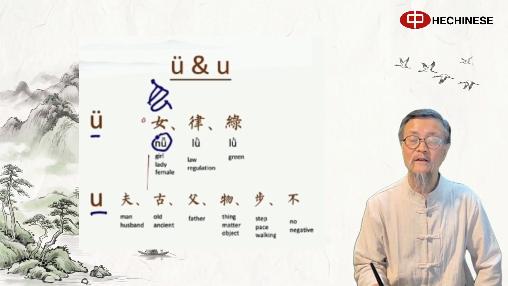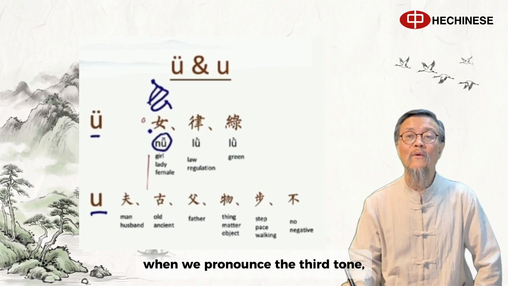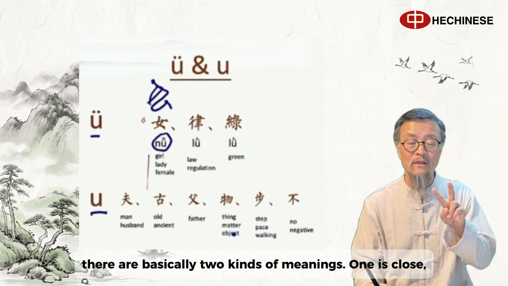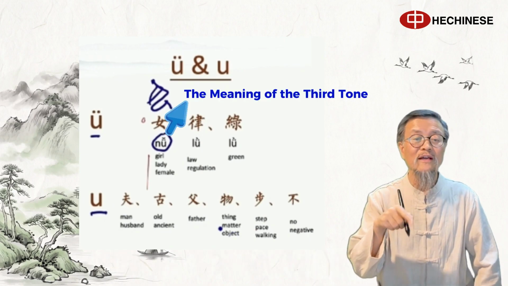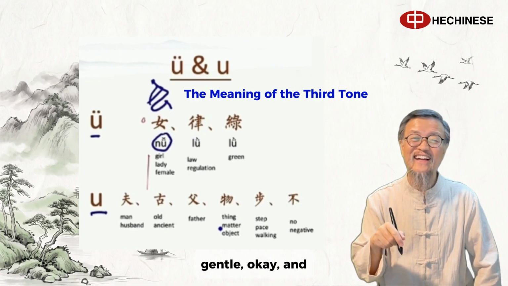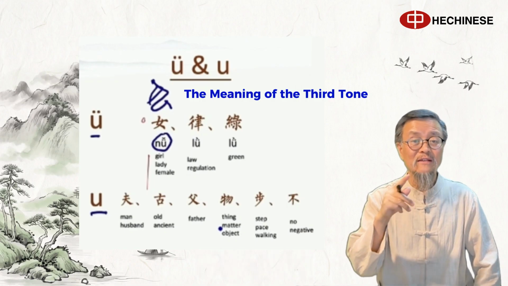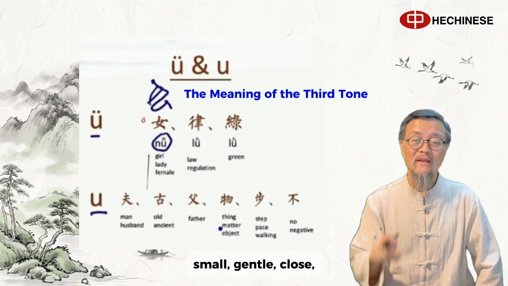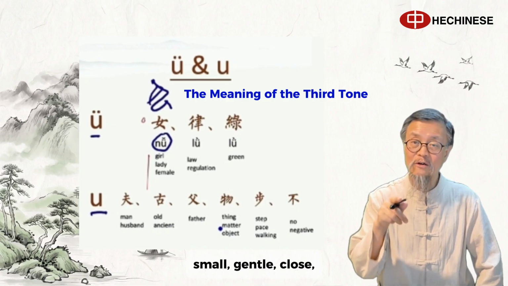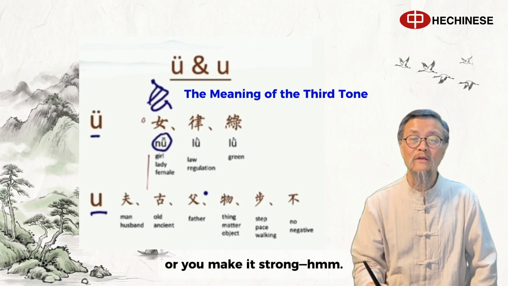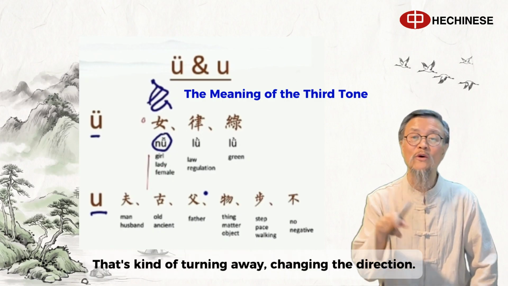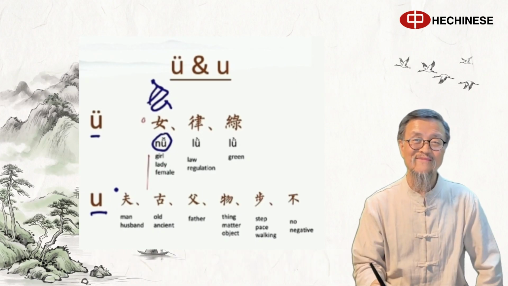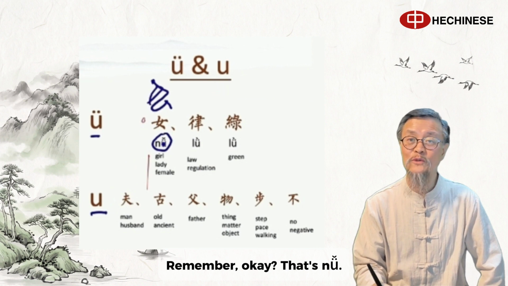And when we pronounce third tone, there's basically two kinds of meaning. One is close, gentle, small, gentle, close, or you've made it strong. That's kind of turning away, turning the direction. Remember, okay, that's nu.